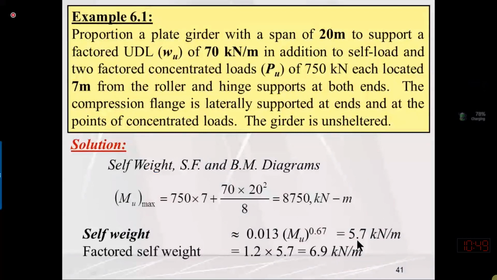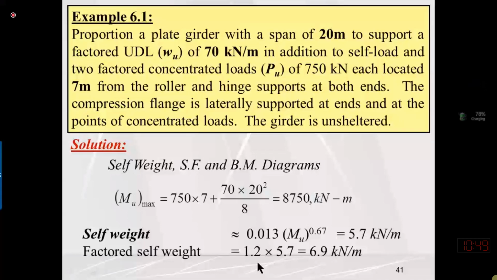So assumed self weight will be equal to 5.7 kilonewton per meter. So this load is unfactored. So this is a dead load. We will convert this load into the factored load by multiplying with the overloading factor 1.2. So 1.2 is the overloading factor we are using. So we are converting the dead load into factored load, which is 6.9.